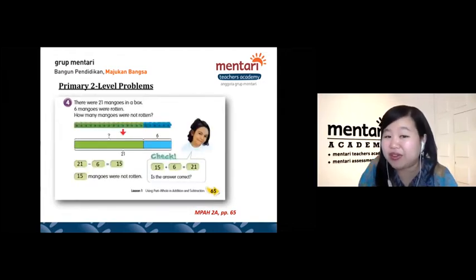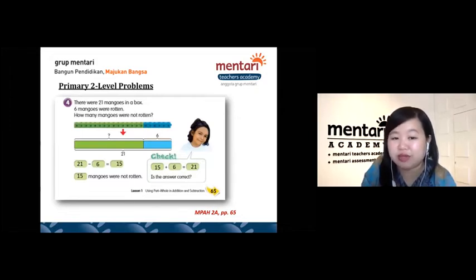Yeah, so altogether, there are 21 mangoes. And in order to find the number of mangoes that were not rotten, you will need to take away those mangoes that were rotten. Okay, so the answer will be 15.